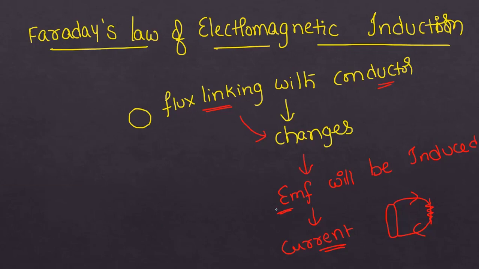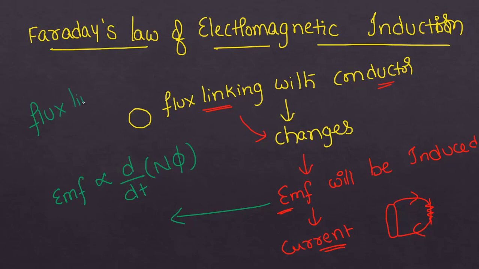Maybe this induced EMF is occurring because of the flux linking with the conductor. The EMF is directly proportional to the rate of change of flux linkage. This is called flux linkage. N phi is nothing but flux linkage, where N is the number of turns.